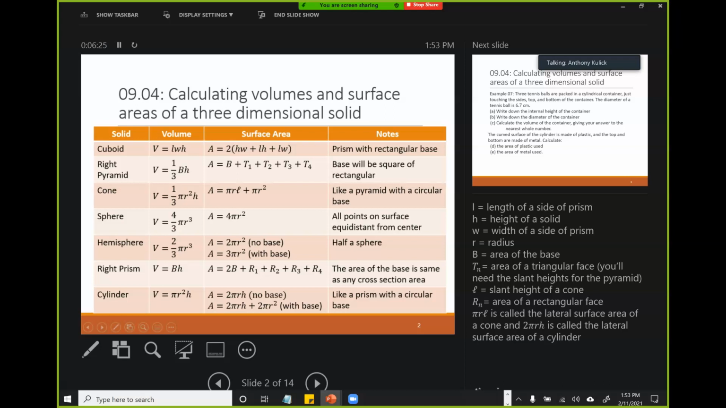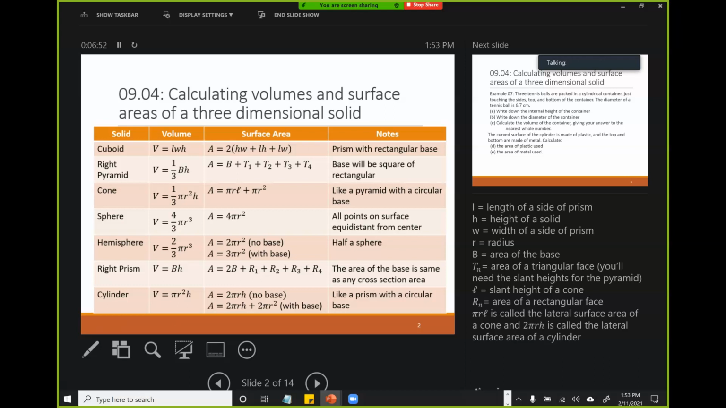A cylinder, the volume is pi r squared h. Again, pi r squared is just the area of the base, since the base of a cylinder is a circle. So it's really the same as the prism formula. And then the surface area for your cylinder is 2 pi r h if you have no base. So like if you have like a silo or something.